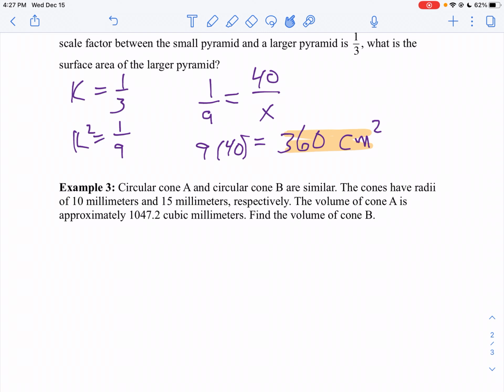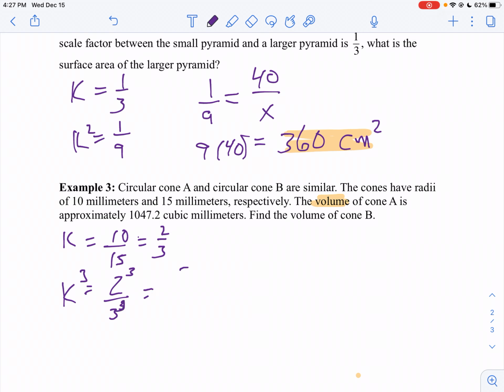So first off, let's start with our scale factor. My scale factor is going to be 10 to 15, which I can reduce to 2 to 3, dividing both by 5. Now I'm comparing volumes. When you compare volumes, we're going to cube that. So K cubed then is 2 cubed to 3 cubed, which is actually 8 to 27.